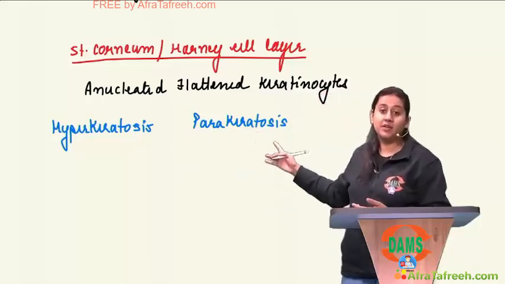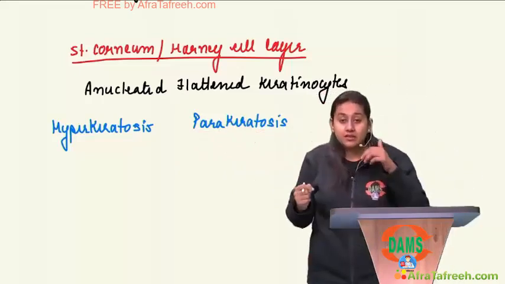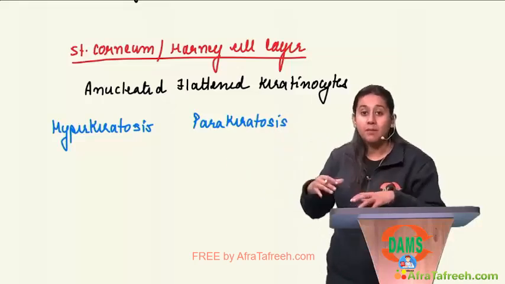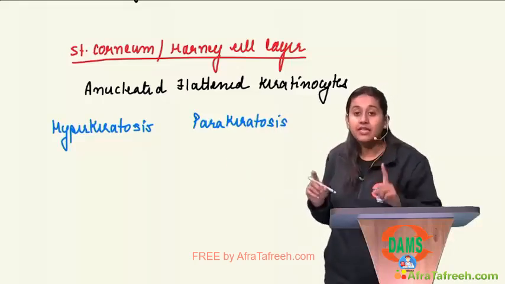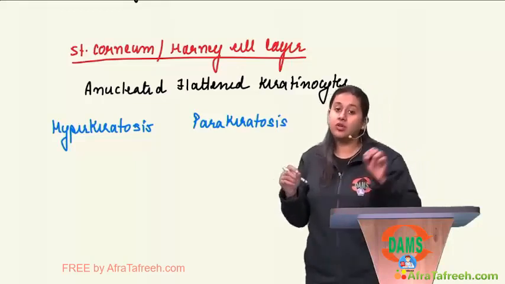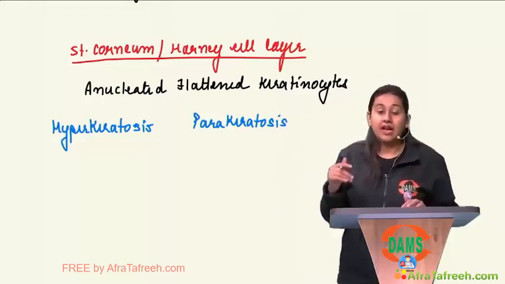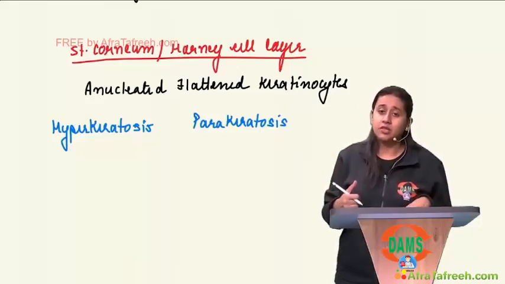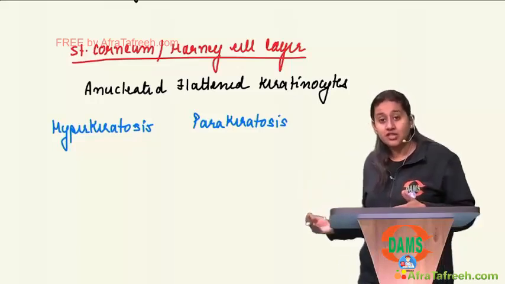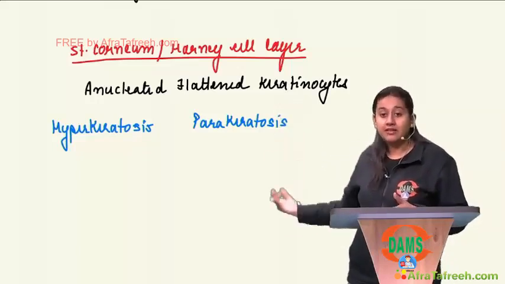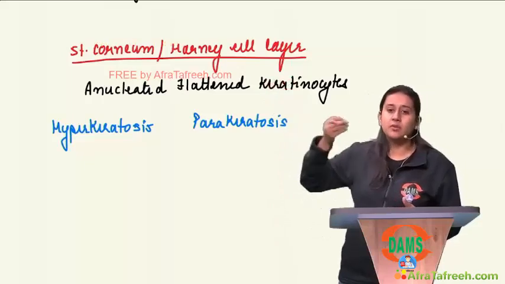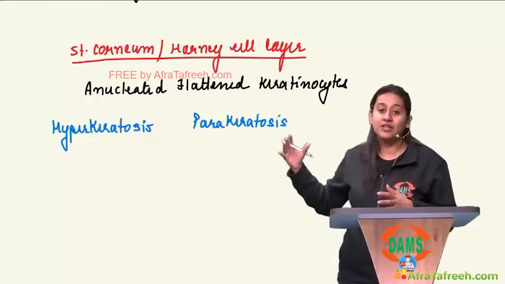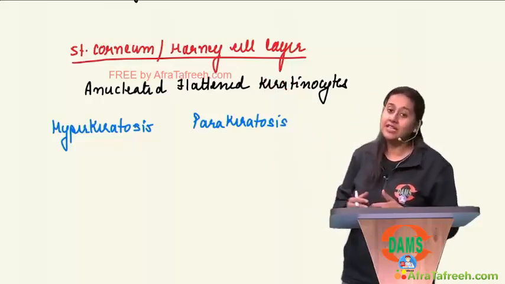But what is parakeratosis? Parakeratosis is when, instead of seeing anucleated cells, we see the presence of nucleus. The retention of the nucleus in the cells of stratum corneum is termed parakeratosis. And why do we see the retained nucleus in the stratum corneum? Because sometimes there is such rapid proliferation that the cell reaches from the stratum basale to the stratum corneum in a very short time, such that it does not get time to get rid of its nucleus. And in those cases, we tend to see the retained nucleus.